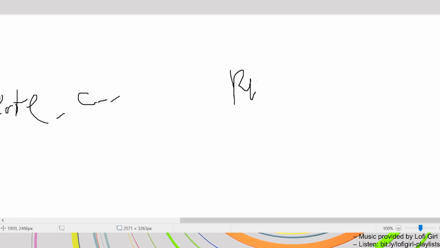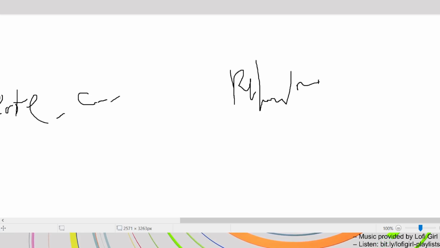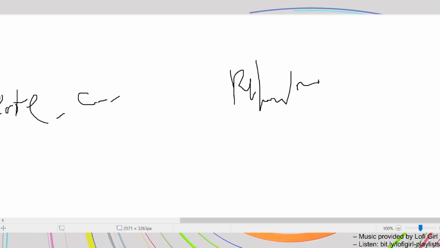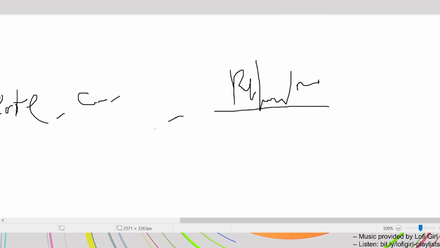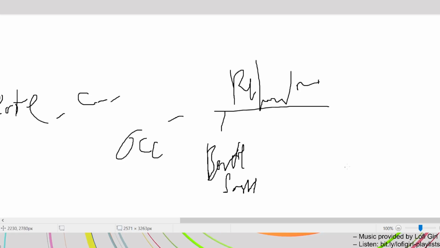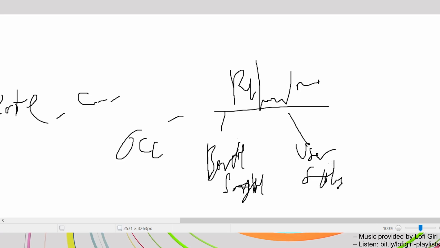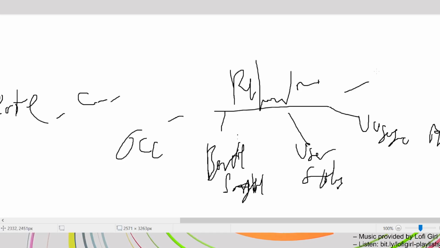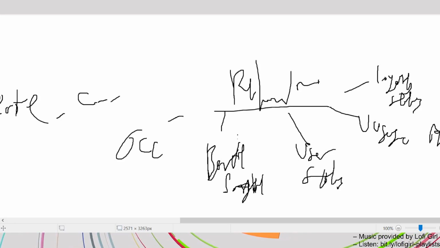Then we have behavior segmentation, which is based on consumer knowledge, attitude, use of product, and response to product. Okay, so behavior segmentation will also have more sub categories, and those are occasion, benefit sort, user status, usage rate, and lastly loyalty status. Okay, so, oh god, what is occasion? Occasion segmentation.